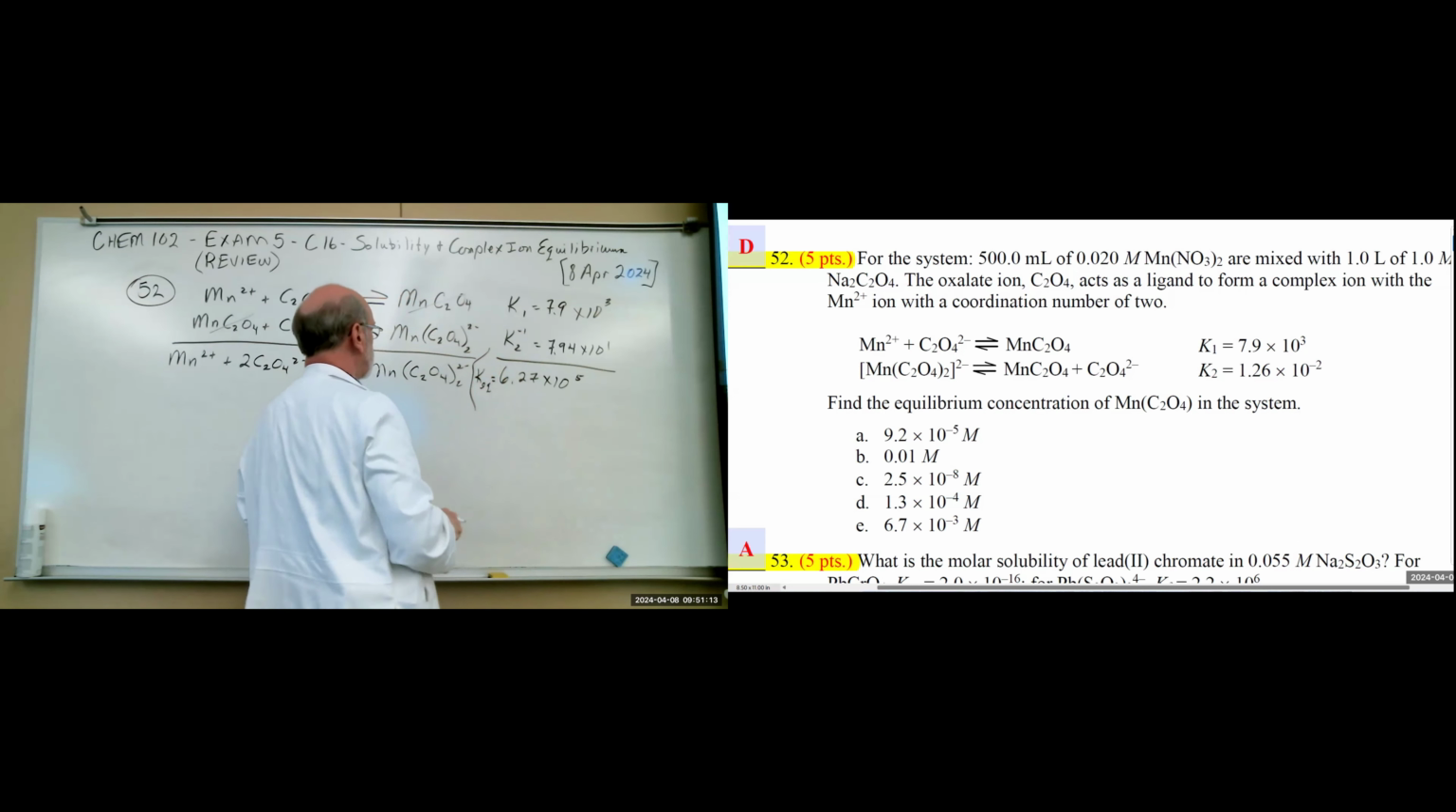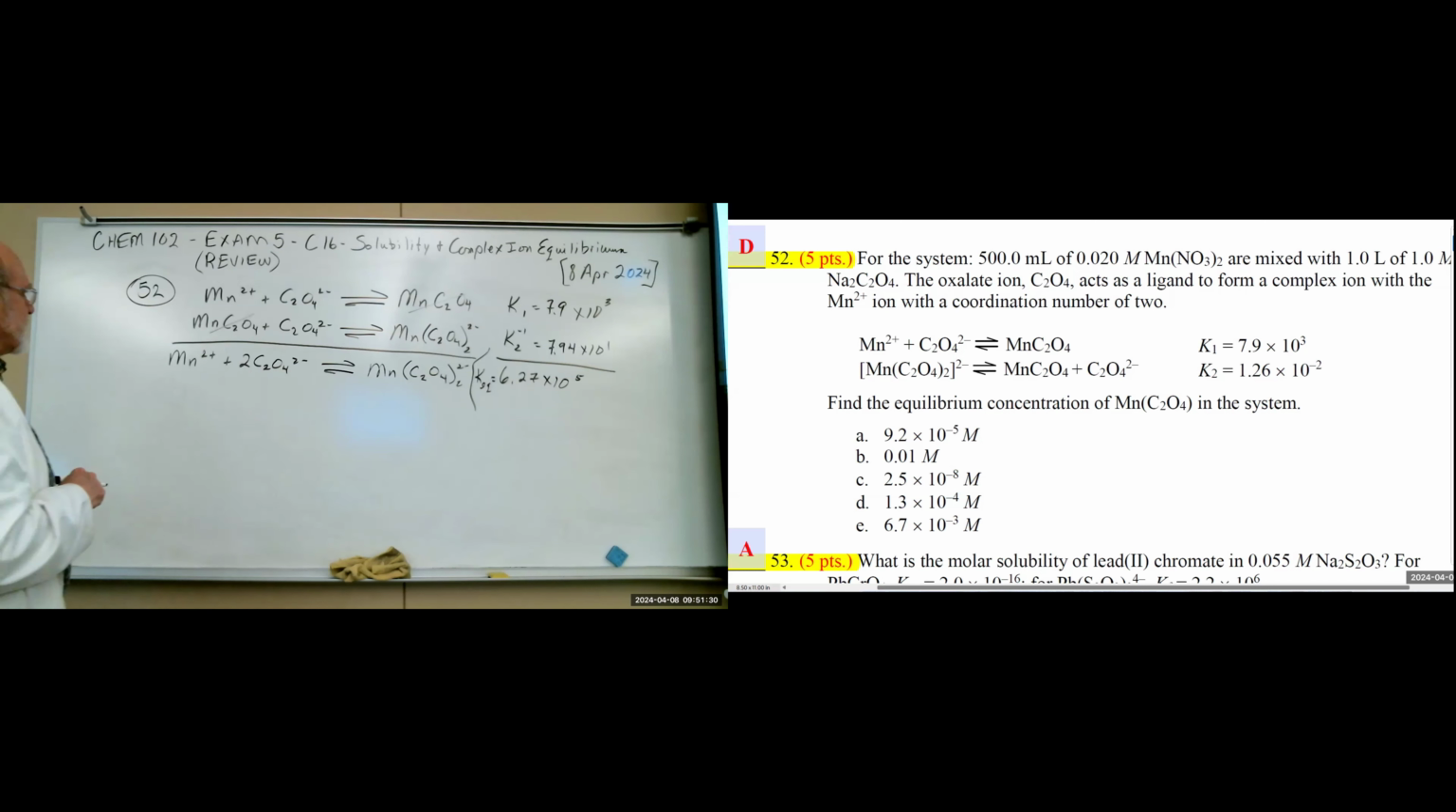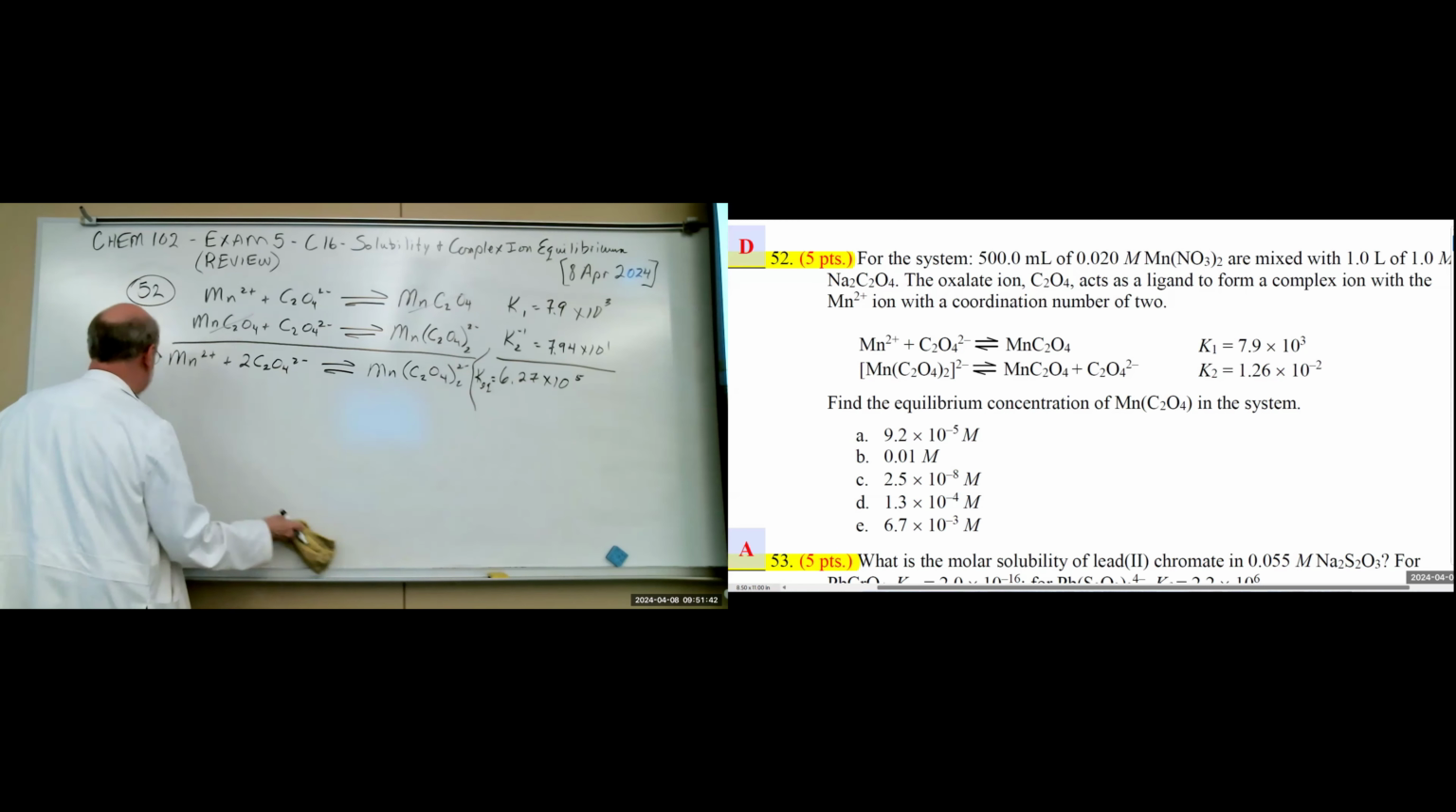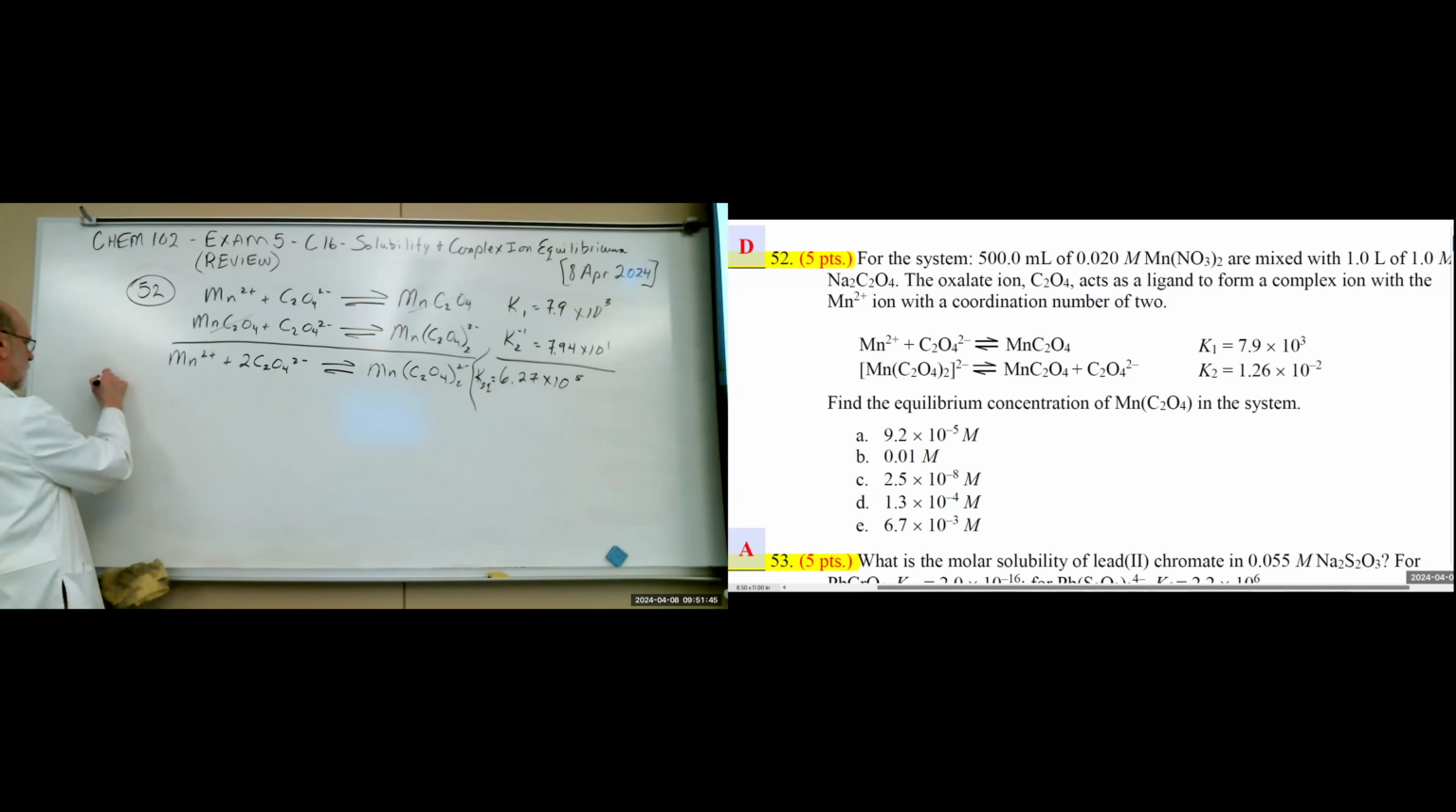Okay, now, what are the initial conditions? Right. Manganese 2 plus went at the beginning. This is a stoichiometry and then an equilibrium, like that previous one was. So this is the beginning, or this is before. Let me put that. This is before, and this is after.